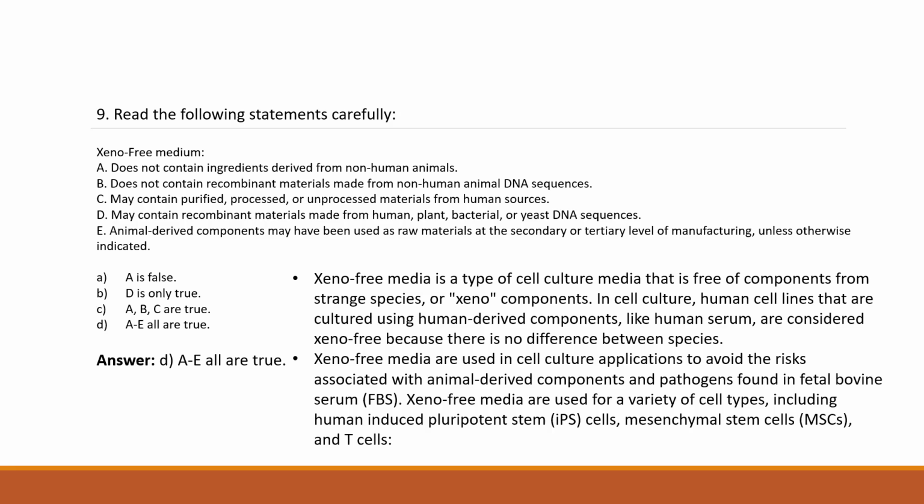But because the source is human, it's very rare for production, and very technical and tricky. Xeno-free media are used for a variety of cell types, including human-induced pluripotent stem cells, mesenchymal stem cells, and T cells. You can see the type of cells for which xeno-free media is a requirement, because you're making induced pluripotent stem cells so that they will differentiate into something else. They will differentiate into other injured cells of your body and replace them.